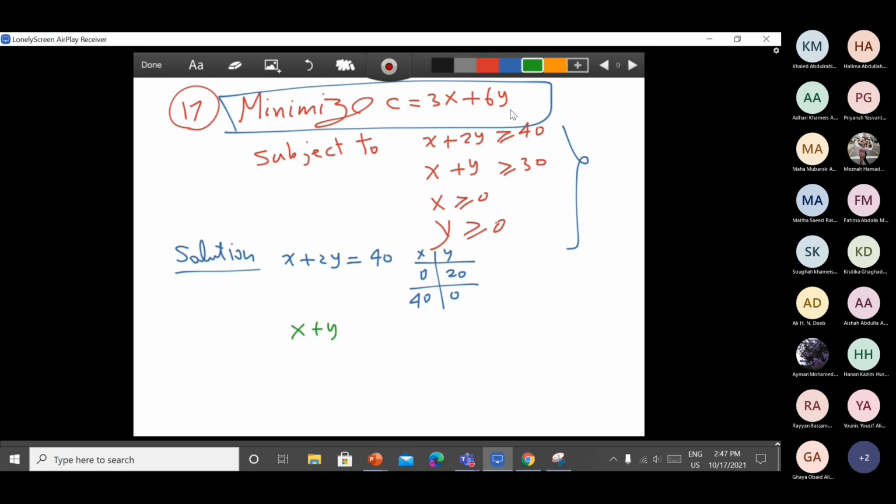x plus y equal to 30. I need also 2 points. The easy one to do, x equal to 0, y is 30. From y equal to 0, I have also 30 for x. Okay. I finished the main point, and I know x equal to 0 is the y-axis. Y equal to 0 is the x-axis.